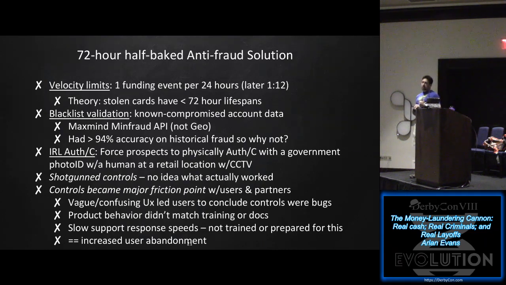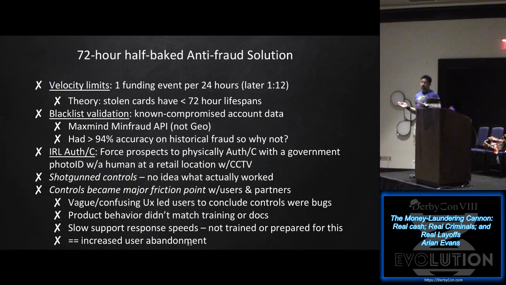Our theory was that by putting in velocity limits, we'd still limit the ability to use stolen cards. Our hypothesis was they have about a 72-hour lifespan at max, and it actually seemed to be a lot shorter for a stolen credit card. The second thing we put in: I've heard the mantra for years that blacklists don't really work. I heard a lot of people in security say that, and they actually do work really well.